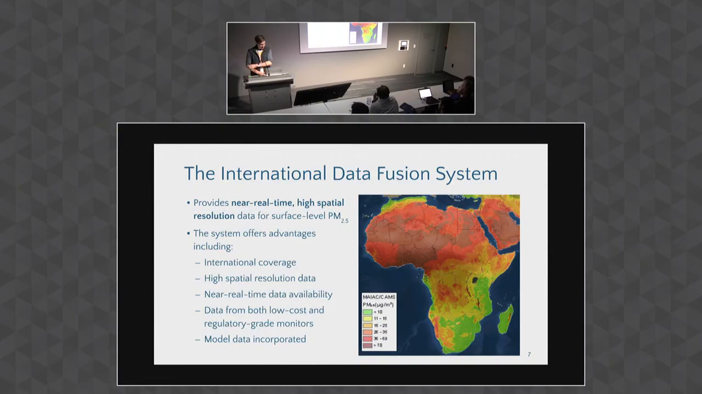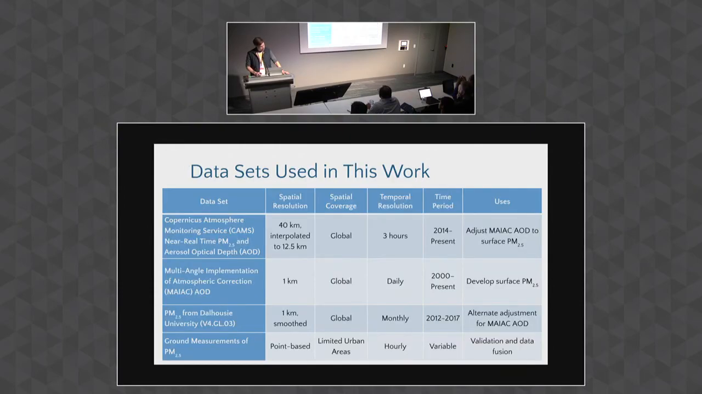The system offers a couple of advantages. One is that we get some coverage, so it's a first cut look at what's happening on the ground with air quality. We're able to get the high spatial resolution using some new satellite data products. It is available in near real time, so we're able to update this much more quickly than some of the much more validated and well-established products that you see that maybe take a couple of years to produce, and we're also able then to pull in data using regulatory grade monitors and with the potential to incorporate low-cost monitors as well.